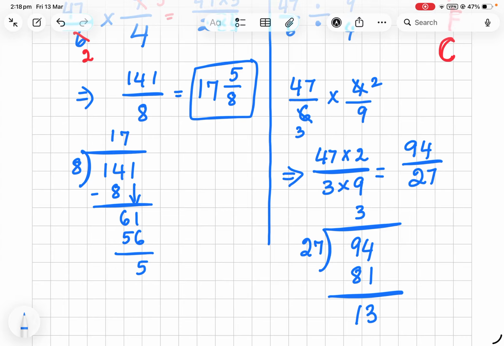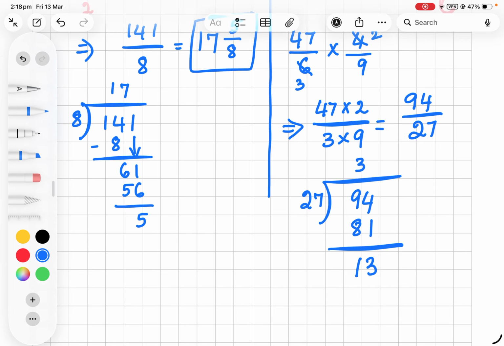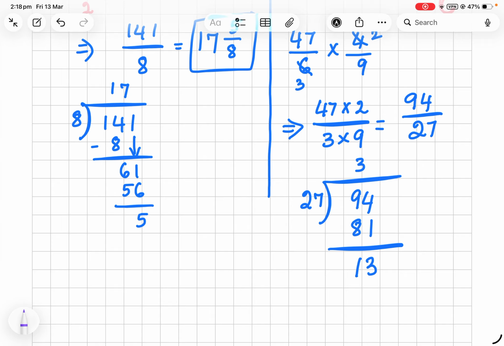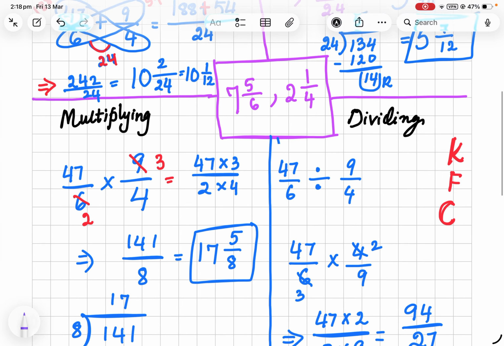So you would end up writing your final answer. I'll change the color just to avoid confusion here. Your final answer is going to be 3, remainder goes there, and 27. In this case, 13 and 27 are not part of any multiplication table, so I cannot simplify it further. Therefore, I have to conclude it right here. So your final answer is going to be 3 and 13 over 27. There we go. We started off with mixed fractions and we ended up getting mixed fractions as our answers, and that's how it should be.